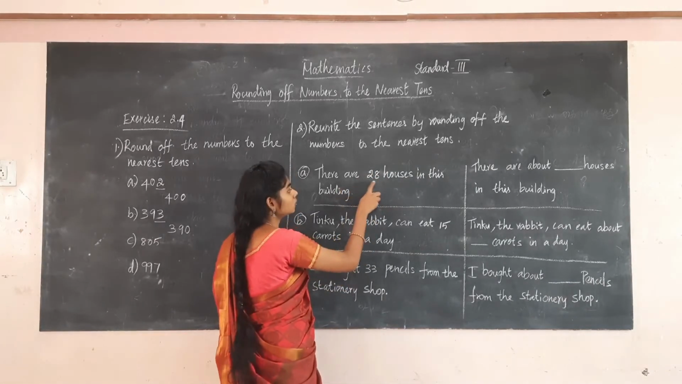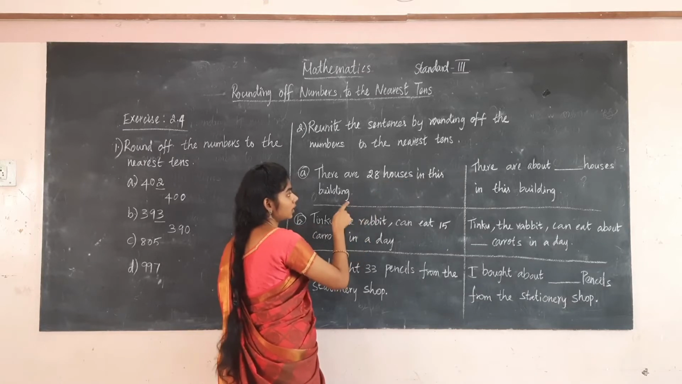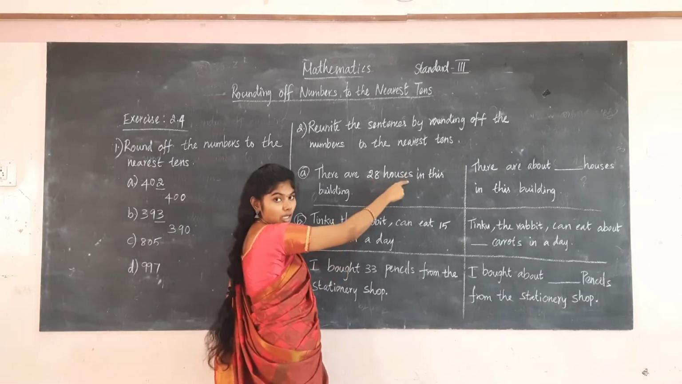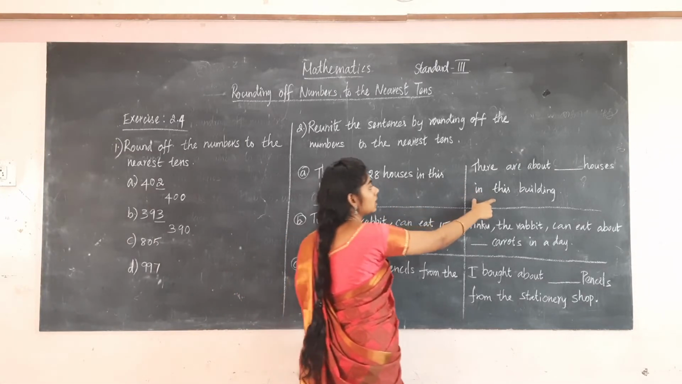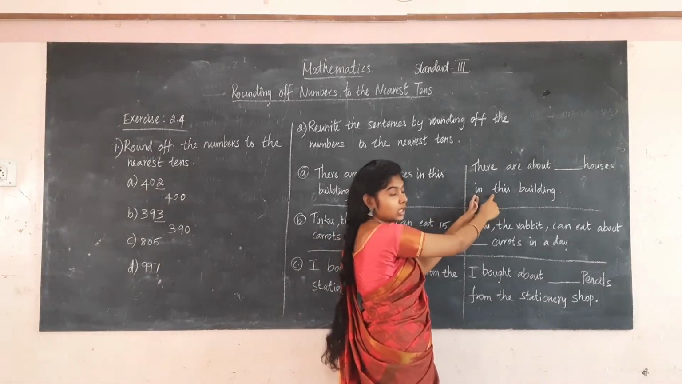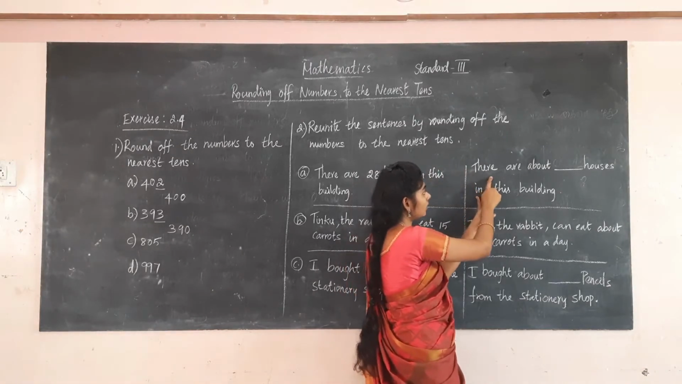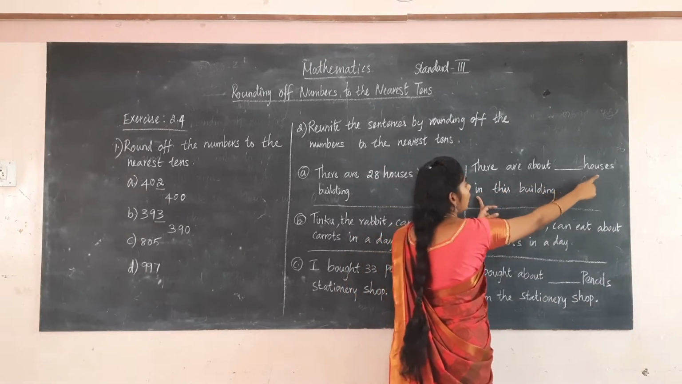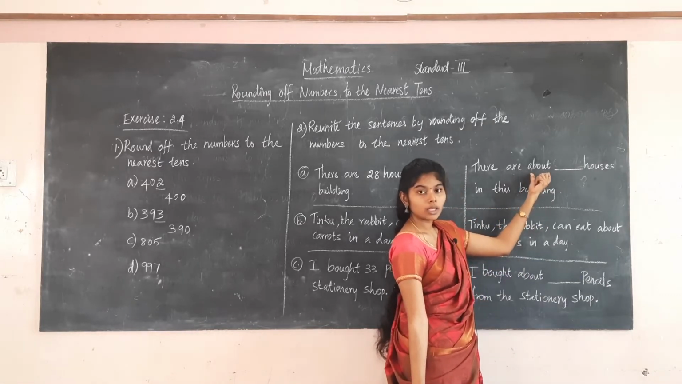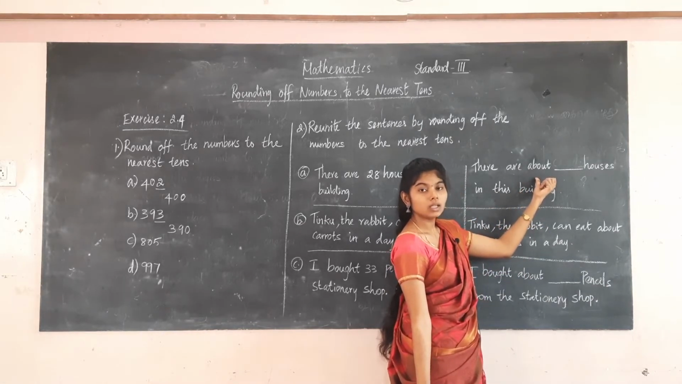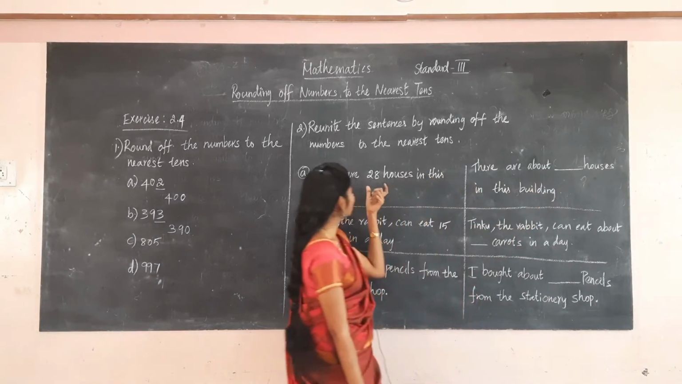So there are 28 houses in this building. What is given here? There are 28 houses in the building. Here there is the sentence. We are going to rewrite this sentence. What is given here? There are about dash houses in this building. What is the term given here? About. So what I said, about means which will be the nearest to the number. The number here is 28.